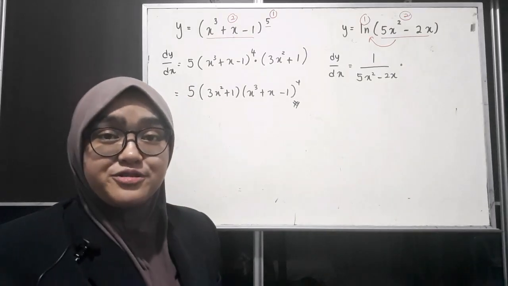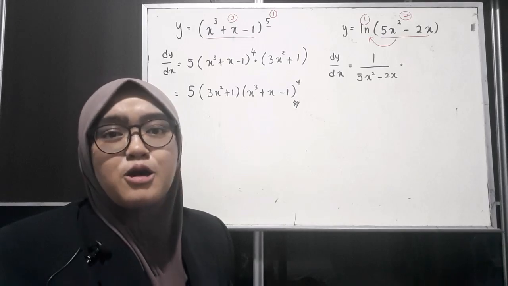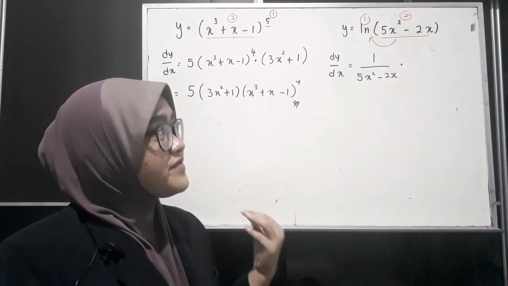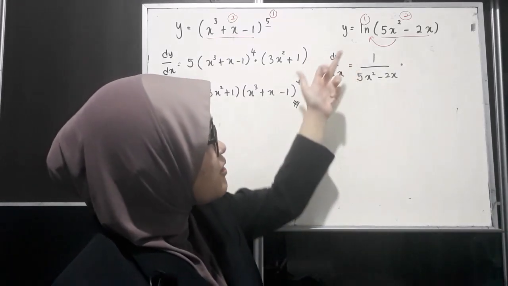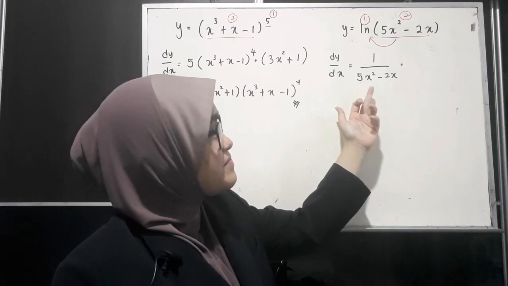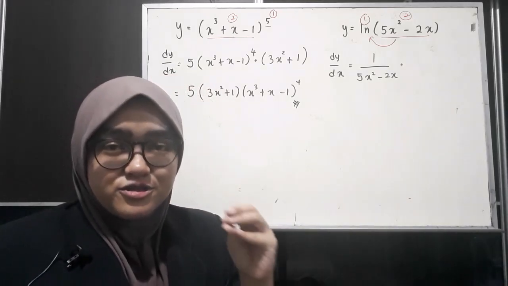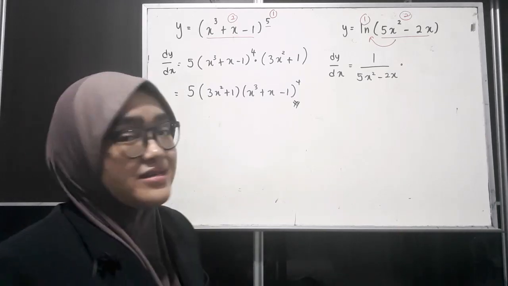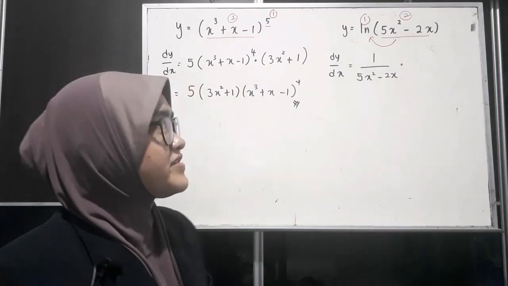As we already know, the derivative of ln x is equal to 1 over x. So when we differentiate ln 5x squared minus 2x, it's equal to 1 over 5x squared minus 2x because the second function should stay the same when we differentiate the first function. Then multiply, differentiate the second function.